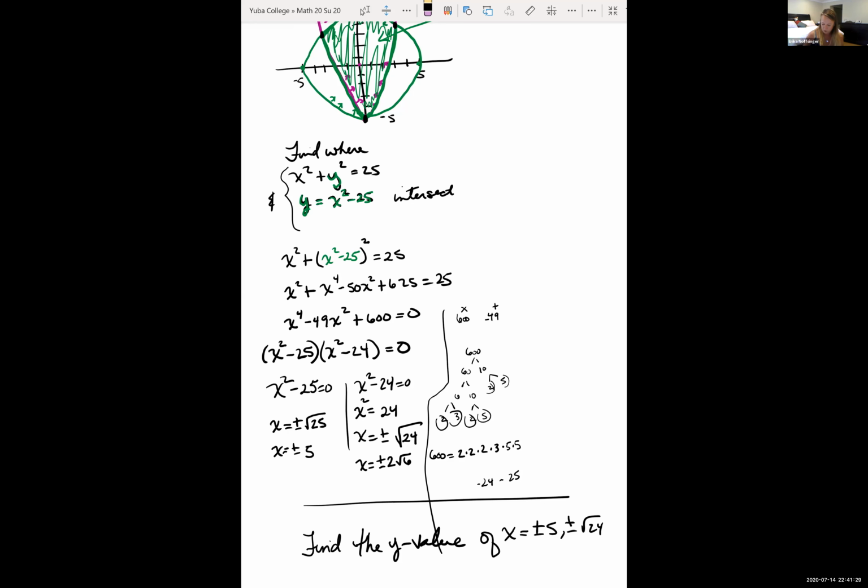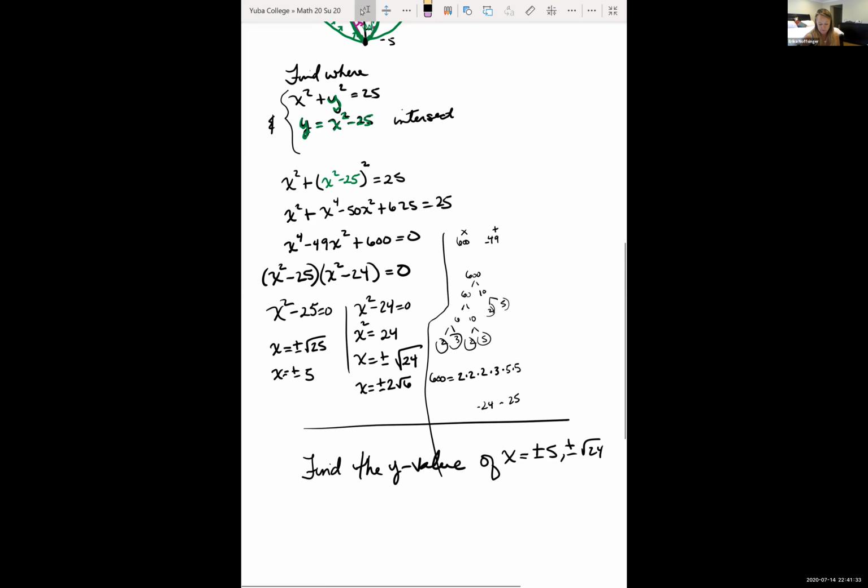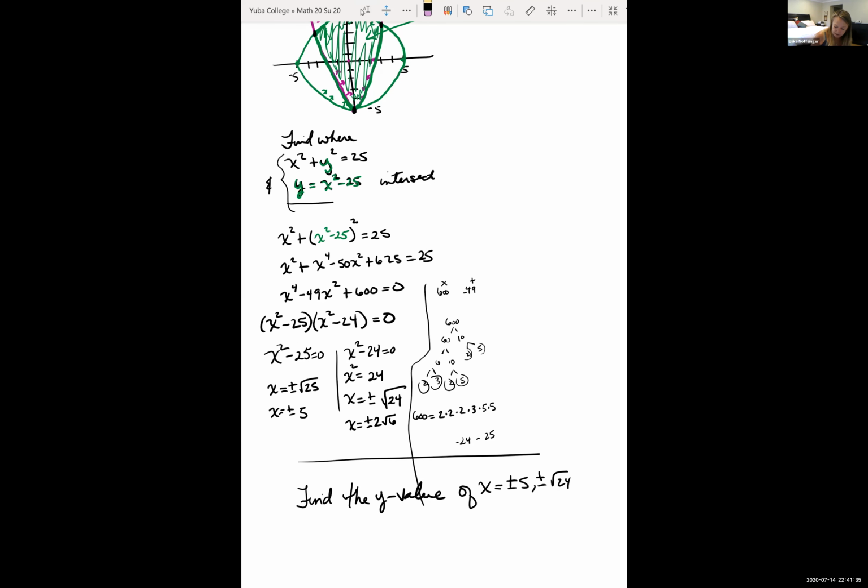So we want to find what the y value is if x is plus or minus 5 or plus or minus root 24. It would be easiest if we looked at that second equation because it's already in that form, y equals. But you could plug it into either equation and determine.